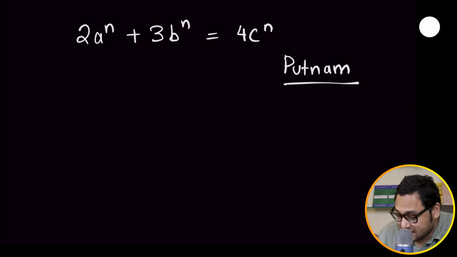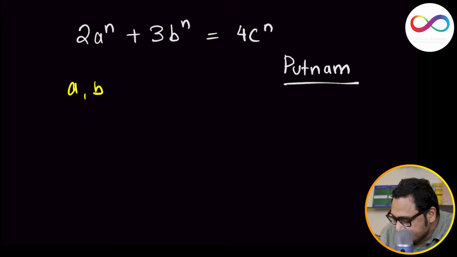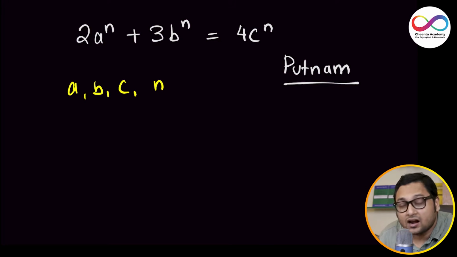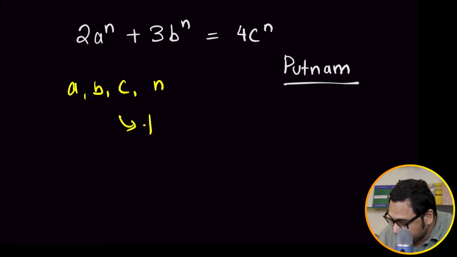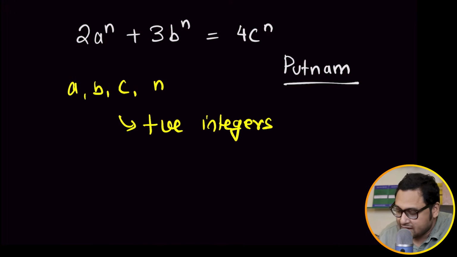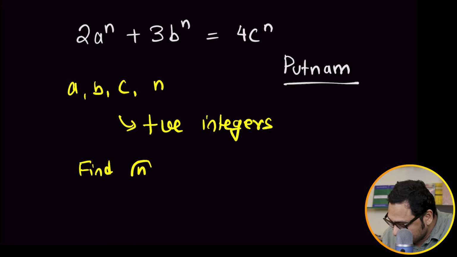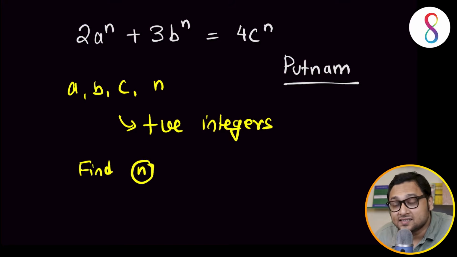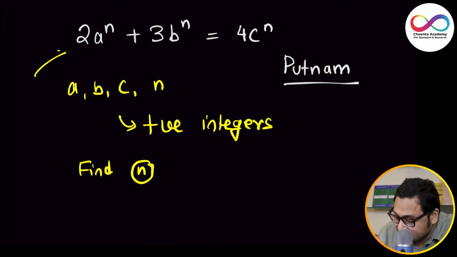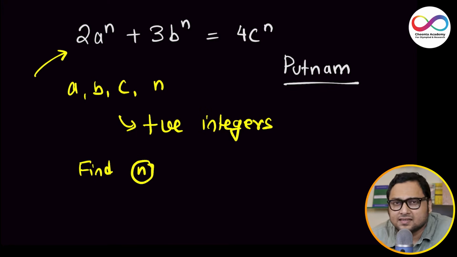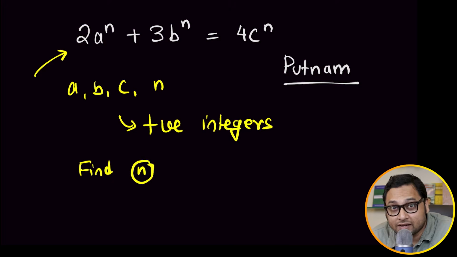for school students. For example, this problem says A, B, C and N are all positive integers. And we want to find out all the values of N. So find N such that there is a solution to this equation. These are sometimes known as Diophantine equations.